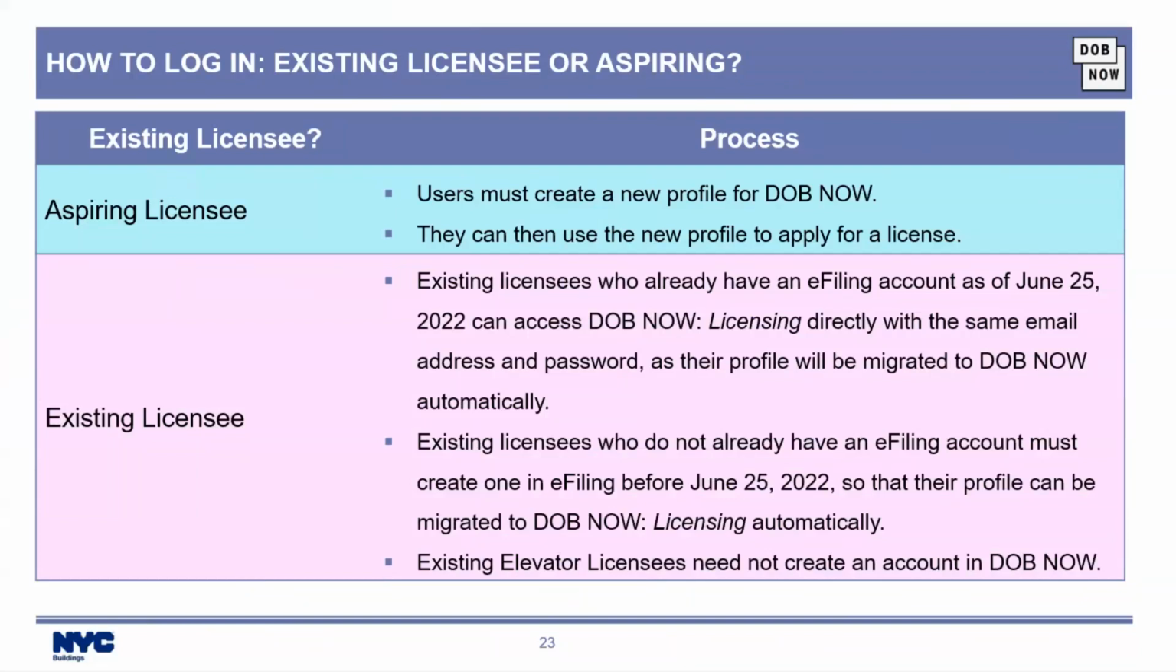If you do not currently have an e-filing account, but you have a license, you need to create an e-filing account as soon as possible, because what we'll do is we'll migrate your profile automatically on June 25th so that you'll be connected to DOB Now licensing. In no case will existing elevator licensees need to create an account in DOB Now. The most they will have to do is create an e-filing account.